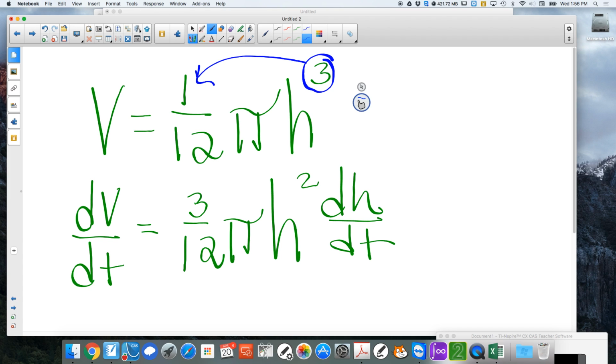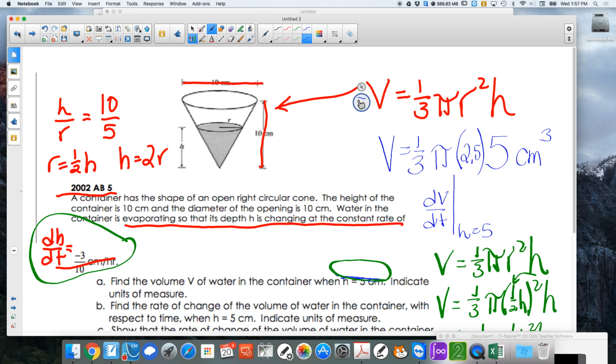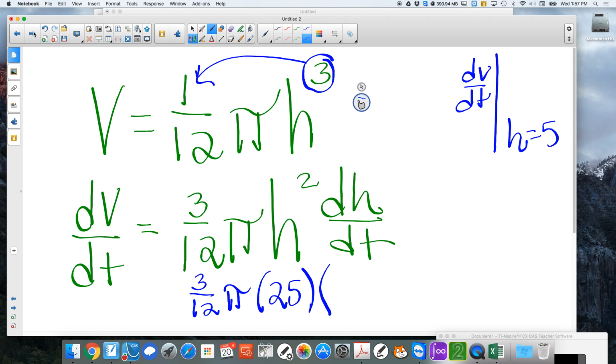They want us to find dV/dt when h was equal to 5. So 3/12 pi h squared is 25. Oh no, I need to know what dh/dt is. Did they tell me? Yeah, negative 3/10. The fact that you remembered it was negative 3/10, that's pretty darn good there, Henry. Thank you. Negative 3/10. That's what dV/dt is.